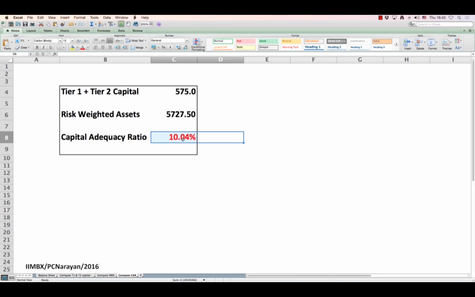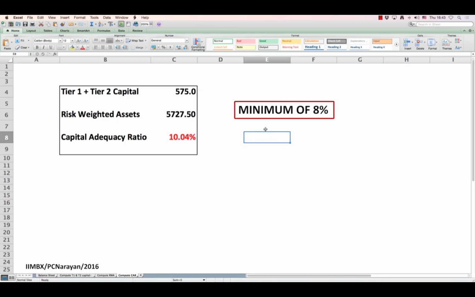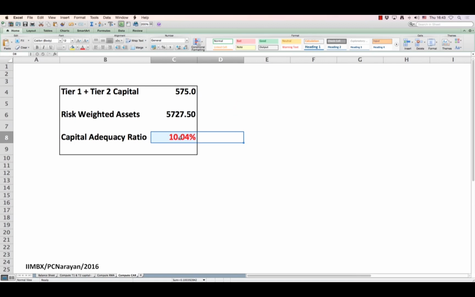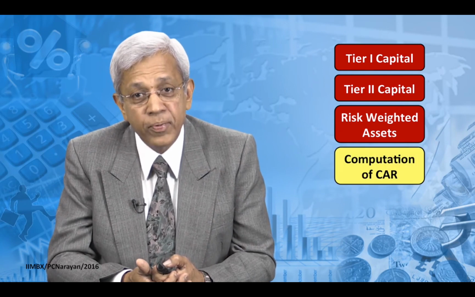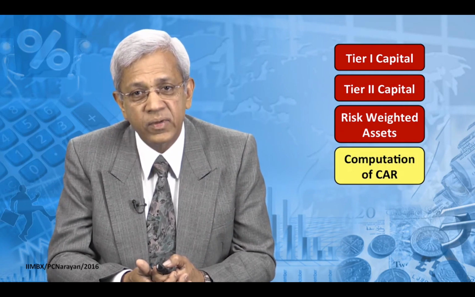Remember, the Basel Committee on Banking Supervision has specified a minimum of 8%. So this institution is higher than 8%, which means it has got sufficient capital measured from the point of view of the capital adequacy ratio. Hope that spreadsheet example helped you understand the concept of Tier 1 capital, Tier 2 capital, risk weighted assets, and the computation of the capital adequacy ratio.